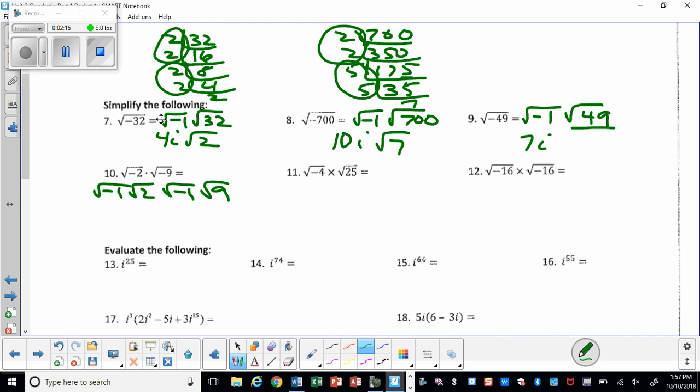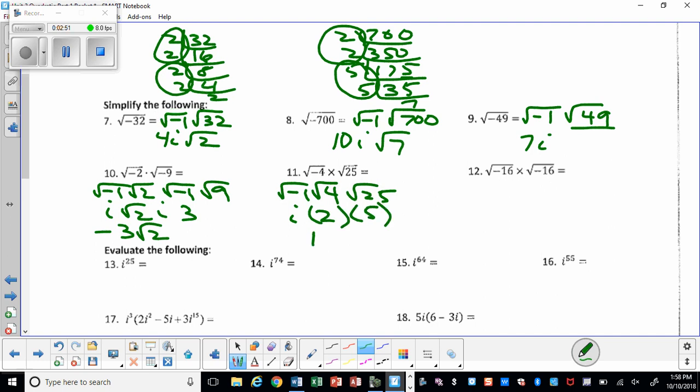All right, so this gives me i times the square root of 2 times i times 3. So altogether that would be 3 radical 2. And then I've got i times i is i squared, and i squared is negative 1, so I get a negative. And then now I've got the square root of negative 1 times the square root of 4 times the square root of 25. So that would be i times 2 times 5. So that's going to be 10i.